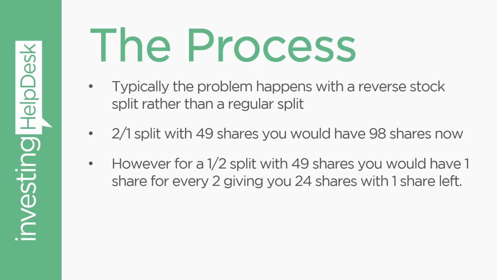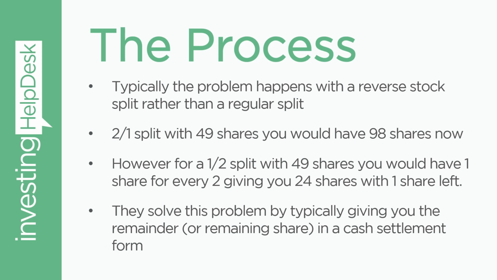So how does this work? What do they do in that case when you have this 1 extra share remaining and it doesn't go in evenly? Well, they solve this problem by typically giving you the remainder or remaining share in a cash settlement form. This way, nobody's value is diluted by an uneven amount, because otherwise, if you had that 1 additional share, depending on the type of stock split, it could be twice the value, 3 times the value of other shares. So in order to solve that, they just simply give it to you in a cash settlement form.